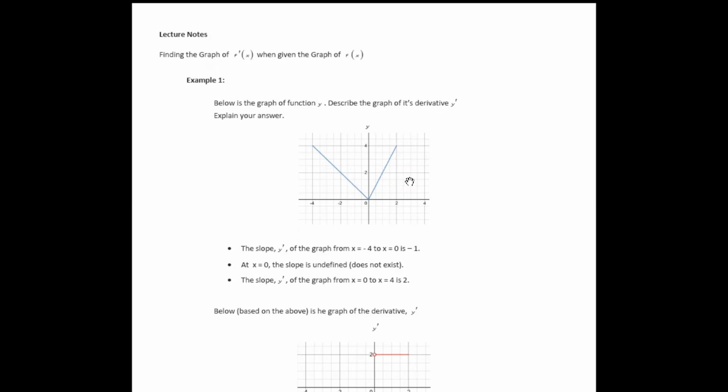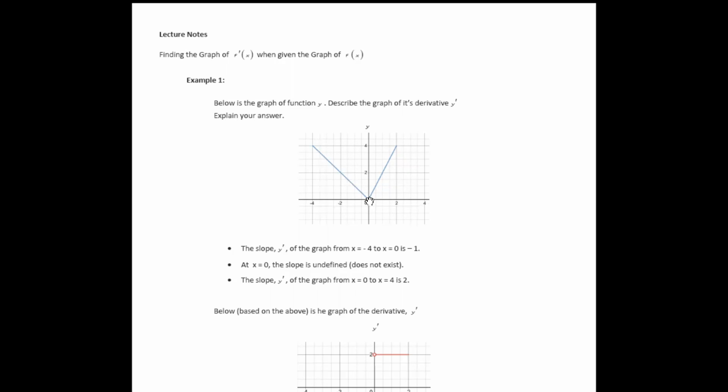Below here, you see the graph of a function. This blue graph comes down here, has a sharp turn point, and goes up. If you'll notice, the slope of this graph from here to here is negative, is it not? It's downhill, okay? And its rise over run is 4 over 4, which means the slope of this graph from -4 to 0 is -1.